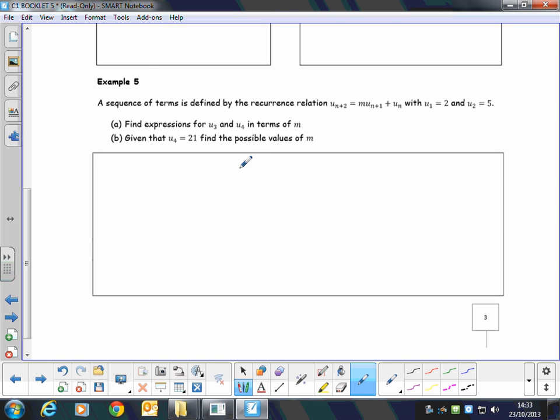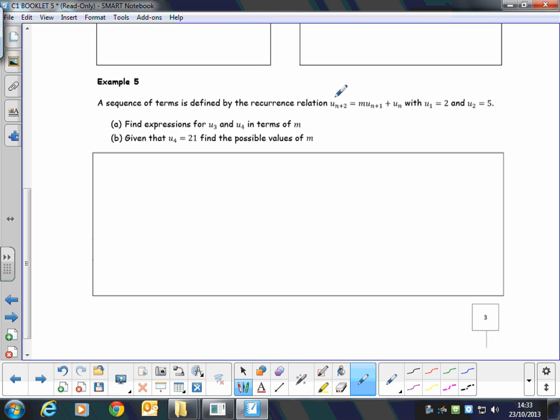C1 sequences example 5. In this example, we've been given a sequence of terms which is defined by this recurrence relation, and we've been given that U1 is 2 and U2 is 5. For part A, we need to find the expressions for U3 and U4 in terms of M.